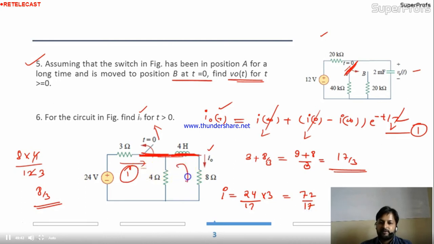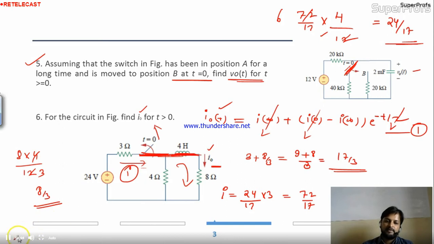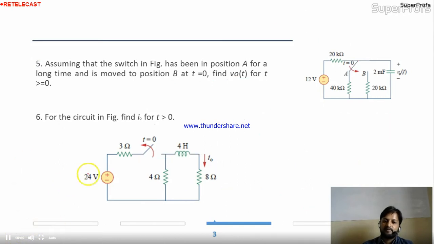72 by 17 you have to divide, and you want to get the value in this branch. So 72 by 17 multiplied by the opposite branch resistance, divided by the summation. 8 and 4, 12. This is 6. This is 24 by 17. This is your current. So you got the current I0. I0 is nothing but 24 by 17 ampere.